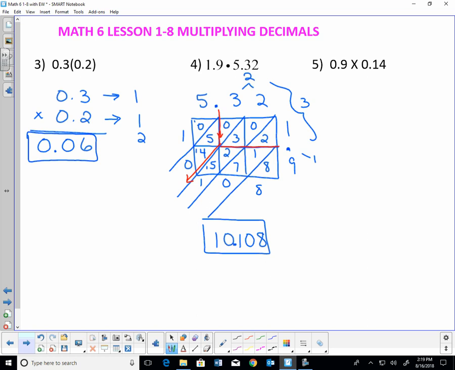Last but not least, let's multiply 0.9 times 0.14. 0.14 has more digits, so I'm going to put it on top. 0.9 has fewer digits, so I'm going to put it on the bottom.